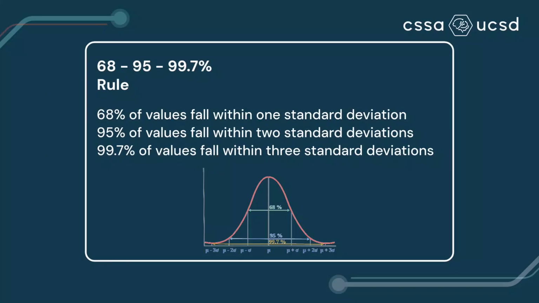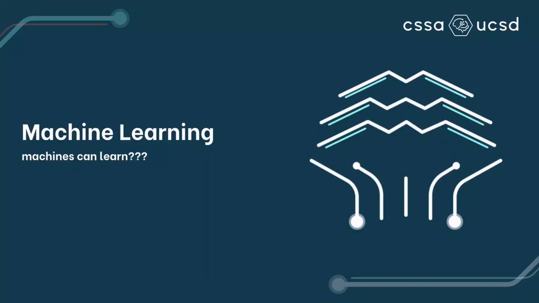Here's a really interesting rule that is very common within regressions. It's the 68, 95, 99.7% rule, where 68% of values fall within one standard deviation, represented by the green arrow here. 95% of values fall within two standard deviations, represented by the blue arrow, and 99.7% of values will fall within 3 standard deviations with the yellow arrow here. So this gives us a normal distribution and makes it very easy for us to make predictions that can be applied to larger populations. Let's move on to machine learning, the exciting part.